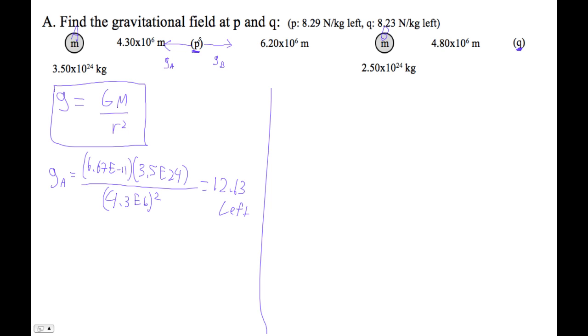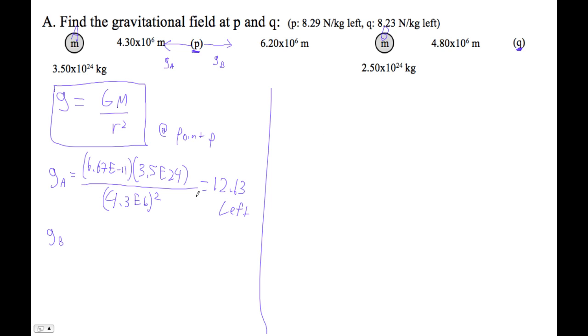Why is it to the left? Because we're looking at point P, and mass A is to the left of that, and gravitational fields are toward the mass. Okay, and then there's the gravitational field of B at that point P.